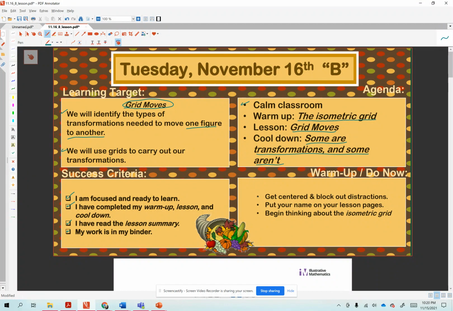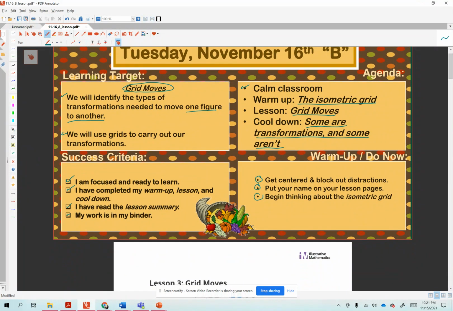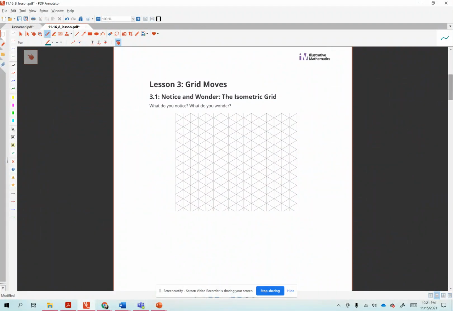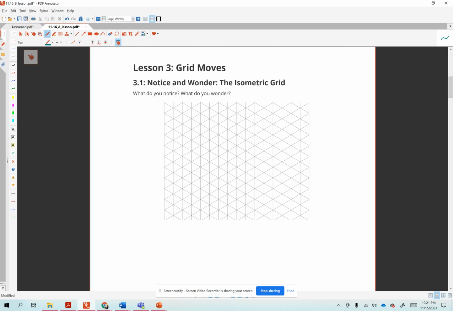So let's get centered and block out those distractions. Make sure your name is on your lesson pages, and let's begin thinking about the isometric grid. And let's go there right now. And here it is. This is called an isometric grid. I think I can get that a little bigger. There we go.